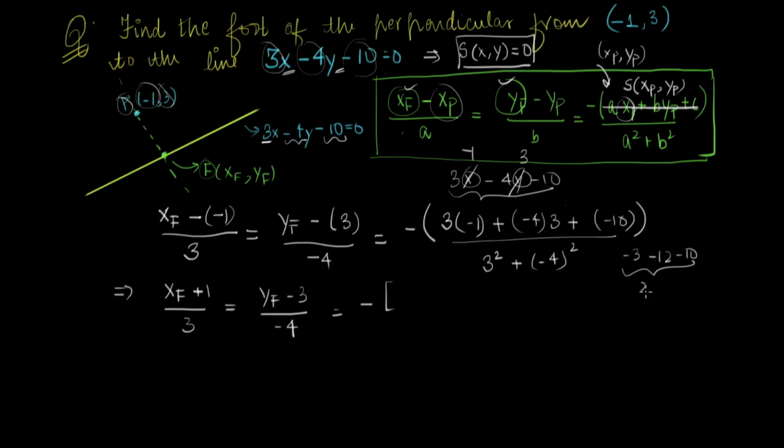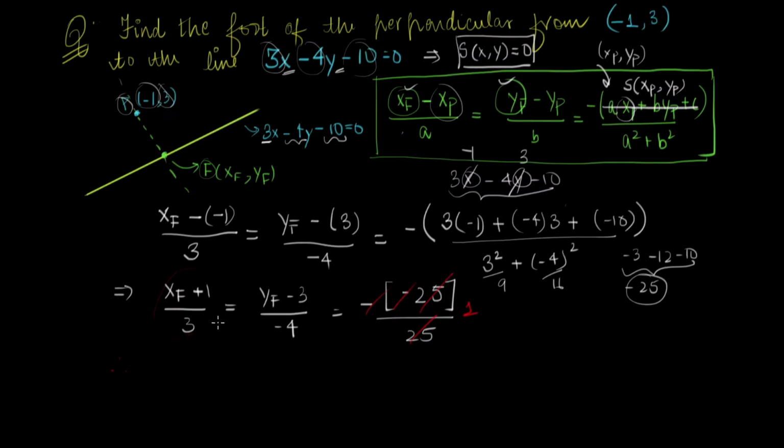If you add this up, this gives you 25 with a negative sign, because 3 plus 12 is 15, and negative 15 minus negative 10 is negative 25. So that's negative 25 right there, divided by 3 squared, which is 9, plus 4 squared, which is 16. You add them up, you get 25. Now a negative and a negative cancels out to give you a positive, and 25 and 25 cancel out to give you a 1.